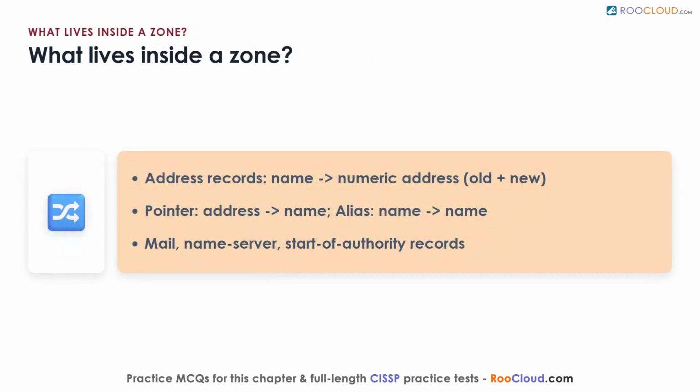What lives inside a zone as records? Every registered domain has an authoritative name server holding its zone file, a collection of resource records. Each record type answers a specific question. Address records map a name to a numeric address, one type for the older addressing and another for the newer. A pointer record does the reverse, mapping an address back to a name. An alias record links one name to another. A mail record names the servers that accept email for the domain. A name server record identifies which servers are authoritative. And the start of authority record holds the master details and refresh timing. Think of the zone file as the domain's phone book, each record a different kind of listing.